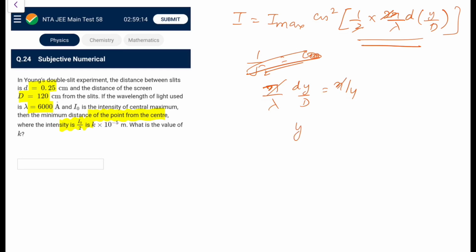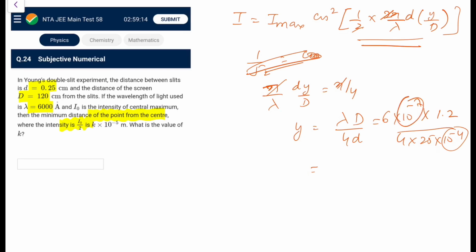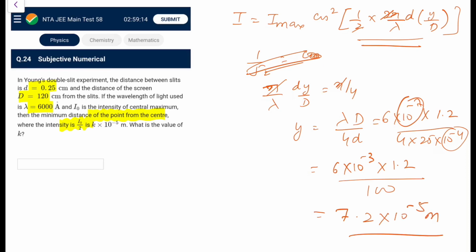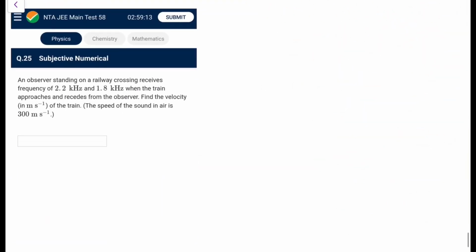So π goes, y goes as λD by 4d. So λ is 6 into 10 to the power minus 7, I can write. D is 1.2. 4 into 0.25, that is 25 into 10 to the power minus 4, I can write. So this is in millimeters. 6 into 10 to the power minus 3 I should write, into 1.2 upon 25, 4 is 100, 1.2 into 6, so 12 6 is 7.2, so it would be 7.2 into 10 to the power minus 5 meter as per me. So the answer should be 7.2, and it is given like 7.2. Yes. Next, the last one now.